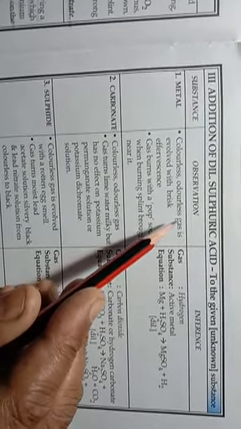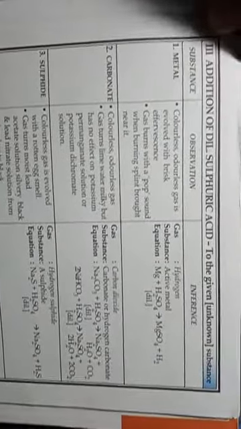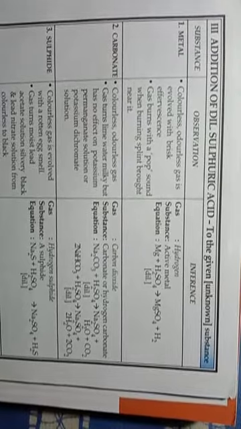Hello children, today we will start this discussion from page number 147. Page number 147, and the heading is addition of dilute H2SO4 to the given unknown substance.